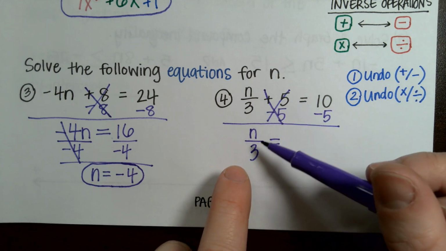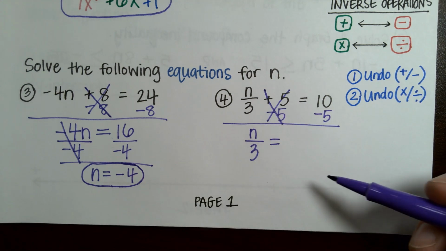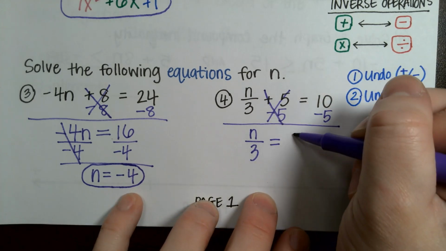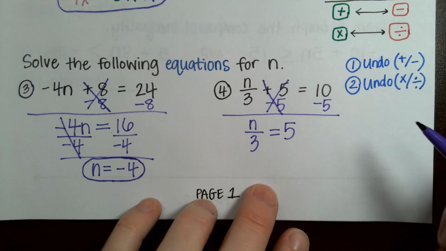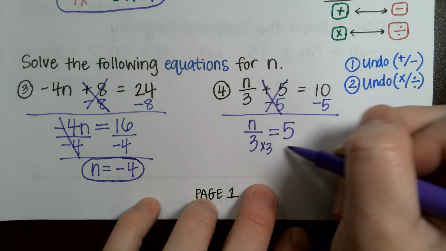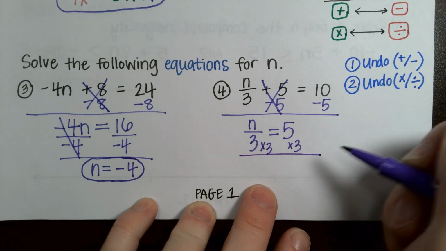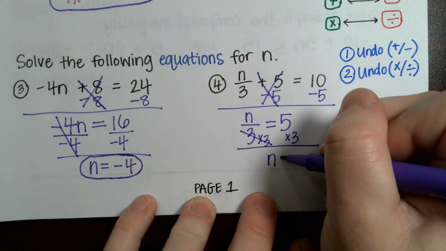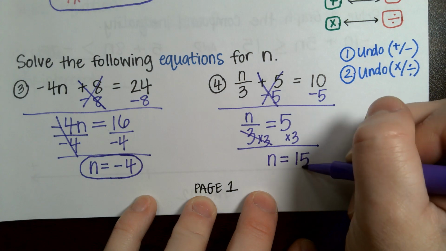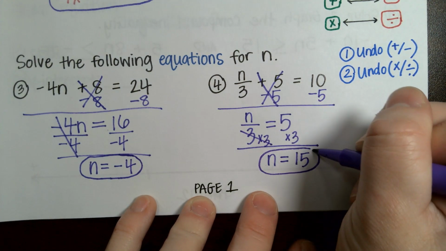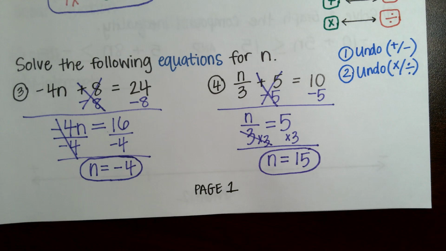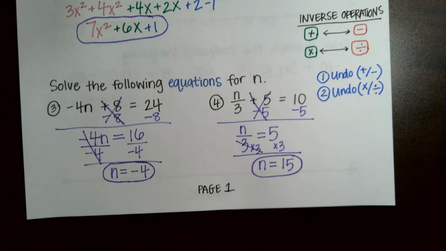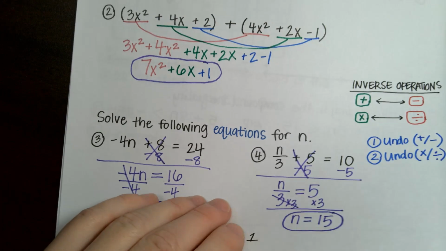Okay, so we brought down n over 3 equals, and then what's 10 minus 5? 5. Very good. What's our last step? Yes, multiply by 3 on both sides. My 3's cancel, so I'm left with what? n equals 15. Good job, guys. Okay, that is the first page. Any questions before we move on to page 2? Okay, let's do it. Moving on, page 2.